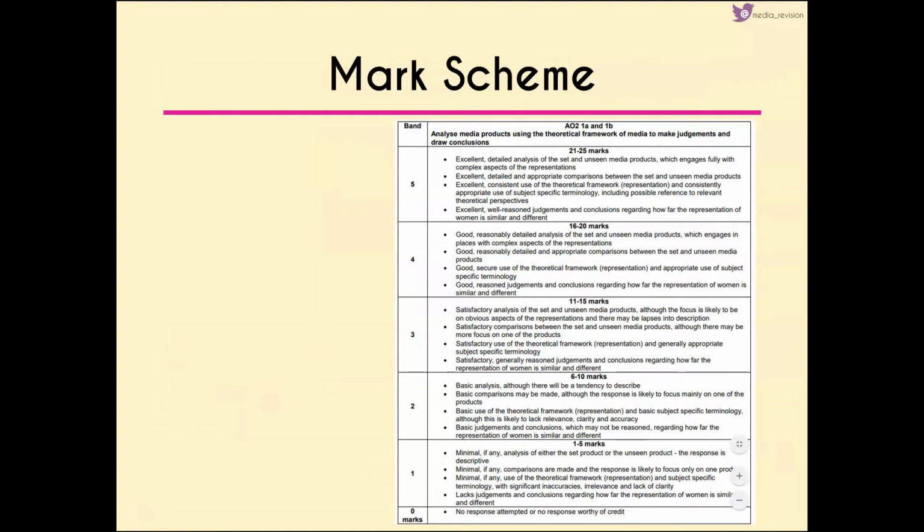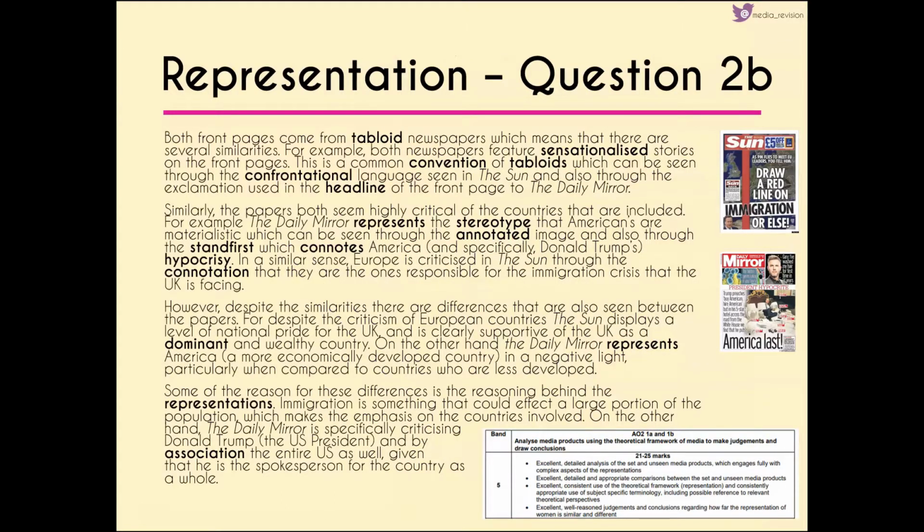Now, our mark scheme is more detailed, but again, it's those same words throughout, so we should be very used to these by now. Let's have a look and see how I've done. Both front pages come from tabloid newspapers, which means that there are several similarities. For example, both newspapers feature sensationalised stories on the front pages. This is a common convention of tabloids, which can be seen through the confrontational language in the Sun and also through the exclamation used in the headline of the front page of the Daily Mirror.